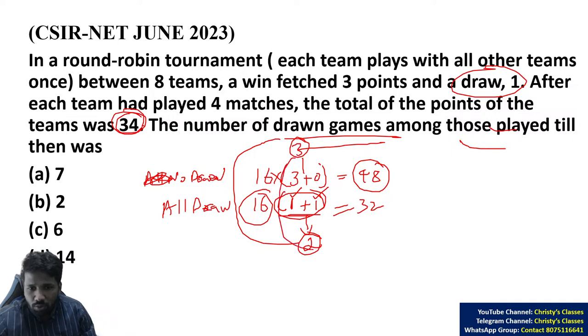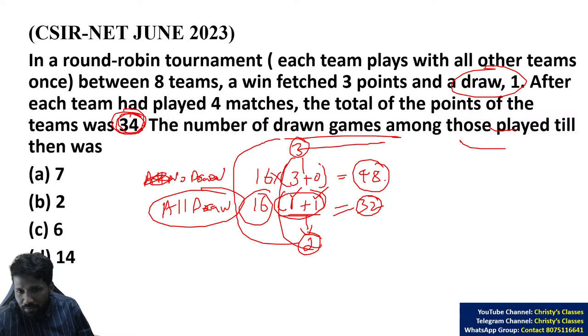Matlab 3 minus 2, 1 ka increase hoga. 32 ka 1 nahi, 2 ka increase karna hai. Isliye draw match ka number 2 kam karna hai, aur no draw match ka number 2 se zyada karna hai.